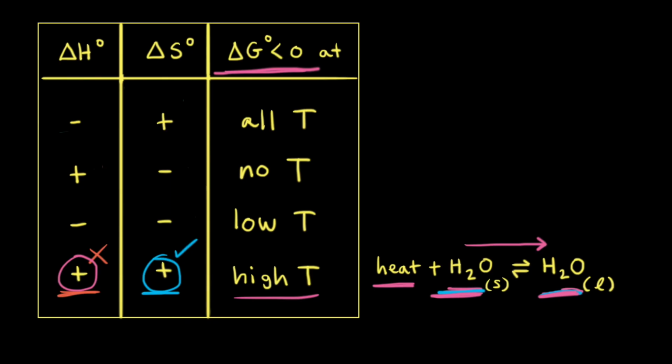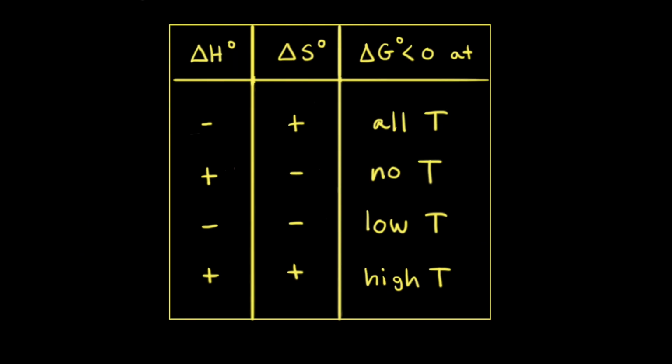And this matches what we already know from experience. At relatively low temperatures, ice does not melt. However, at relatively high temperatures, ice does melt. Now that we have our chart filled out, let's summarize what we've learned about these four possible combinations.